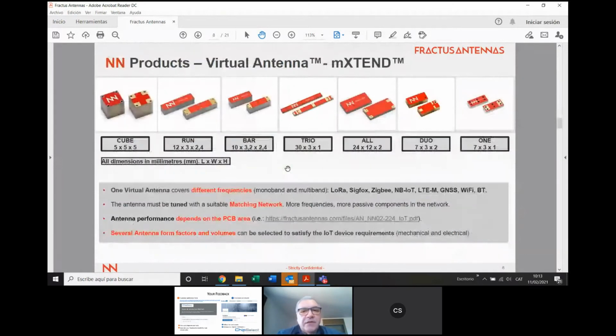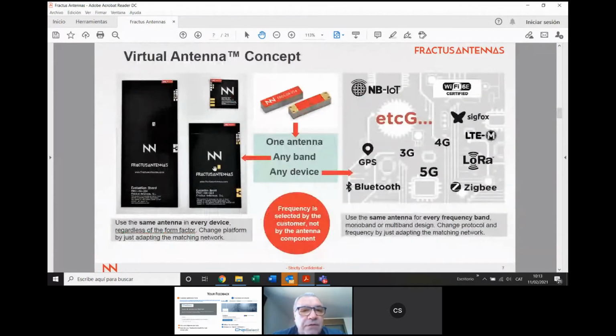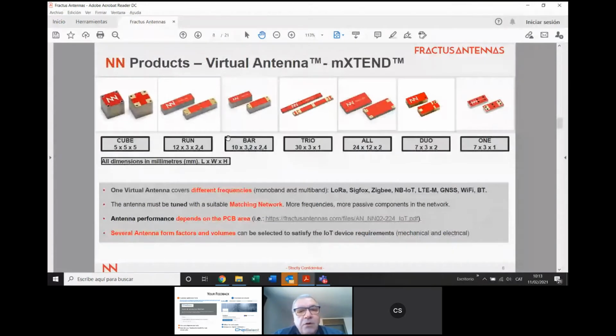The range of products we have is not extensive because we can use, as I mentioned here, the same antenna for different platforms, different devices, monoband or multiband, just by changing the matching network, okay? We have several options in terms of dimensions, length, width, heights, just for you to use in your design. The same antenna, as I mentioned, can be used for different frequencies, but also you can change the antenna if you have any constraint in the height or in the width or in the length. Then we are offering you different options.